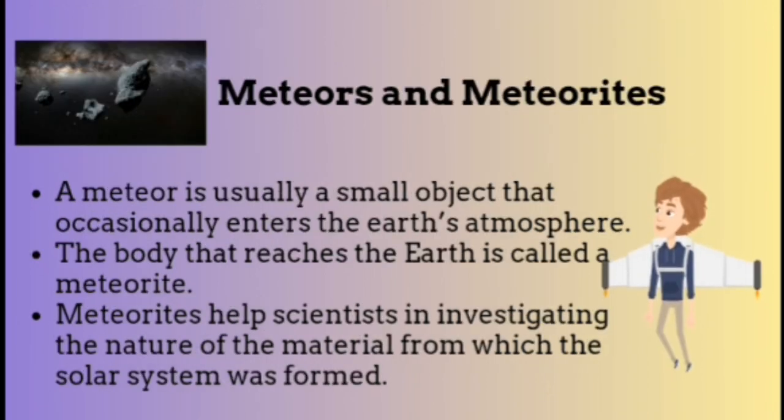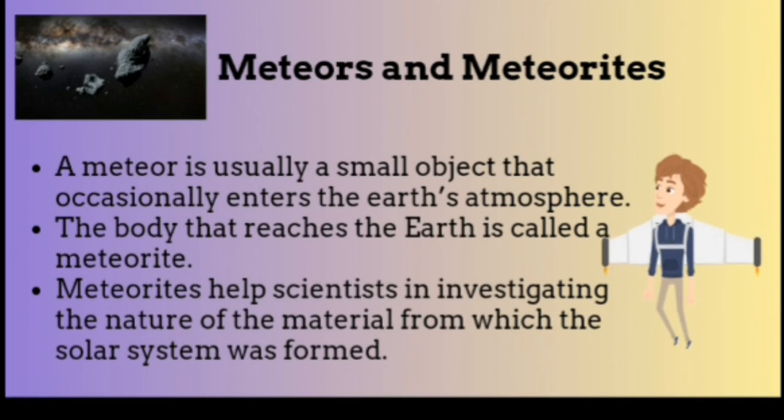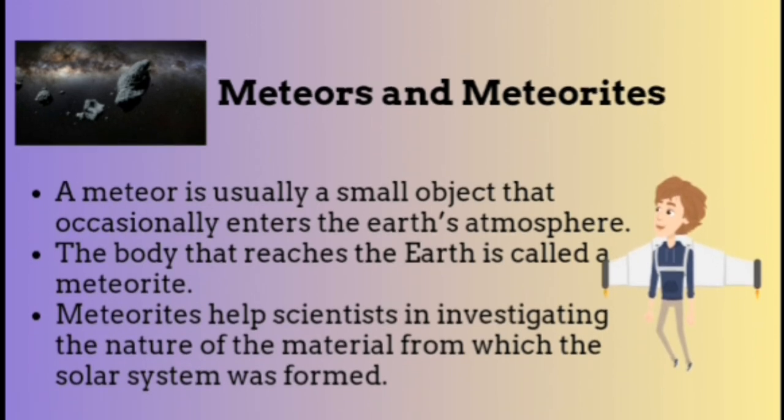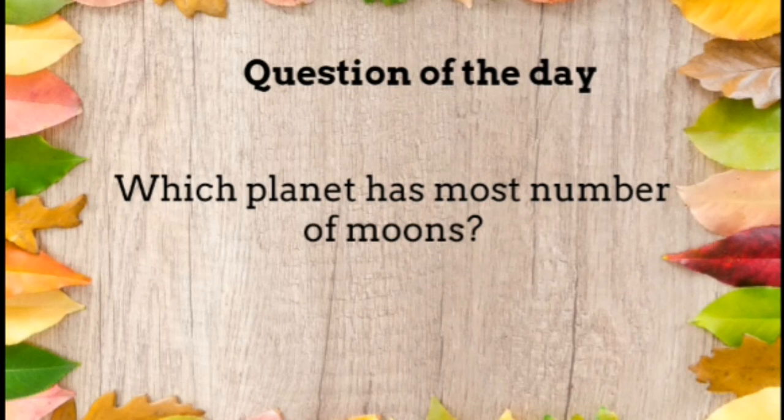Meteors and meteorites. A meteor is usually a small object that occasionally enters the Earth's atmosphere. The body that reaches the Earth is called a meteorite. Meteorites help scientists in investigating the nature of material from which the solar system was formed. Recently, scientists have discovered the meteor shower. We can often see the meteor shower in the night sky.